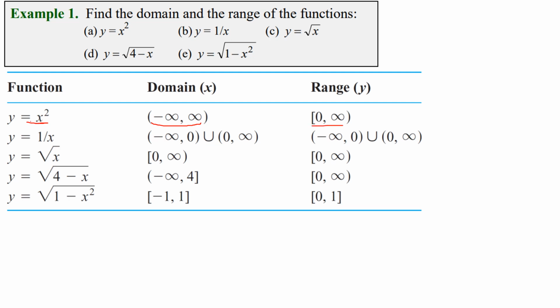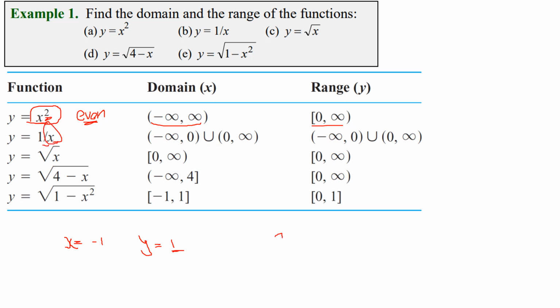Why positive? Because x has power 2. If I assume negative values, for example x equal to -1, then what about y? y equals (-1) whole squared, which becomes 1, positive. So always the range will be 0 to infinity. So whenever you have an even function, remember, we will discuss the even function later. For all the even functions, the domain must be negative infinity to positive infinity, and the range must be 0 to infinity. And the next one, the function where x is in the denominator.